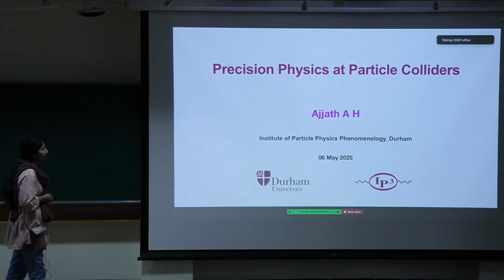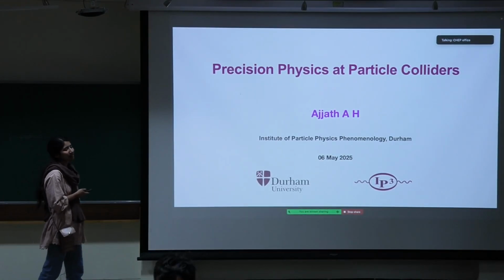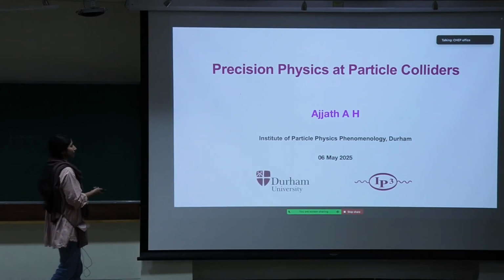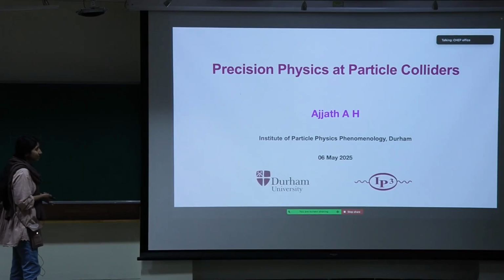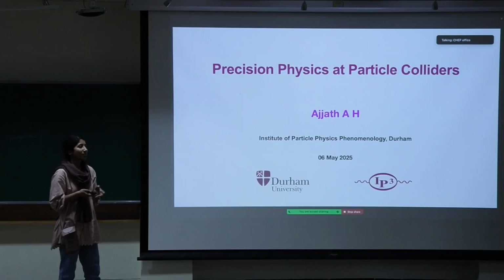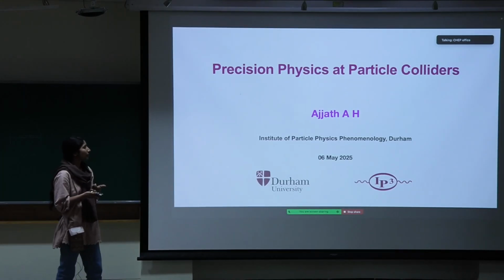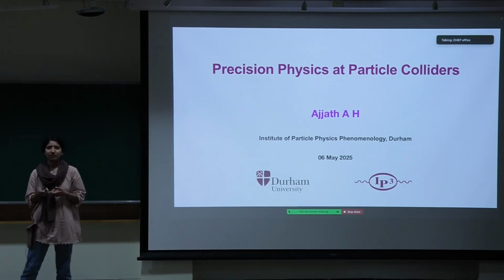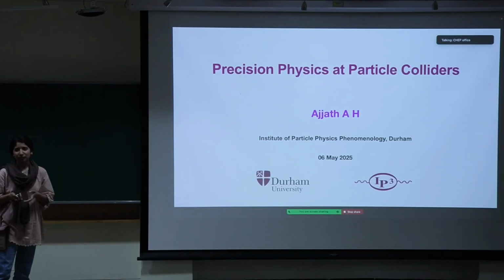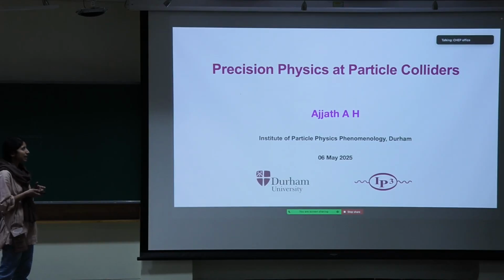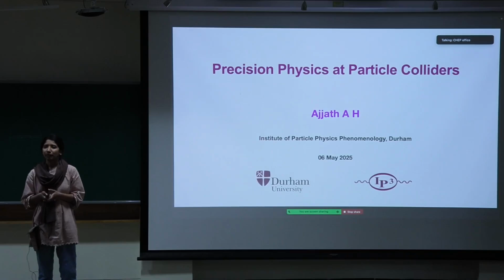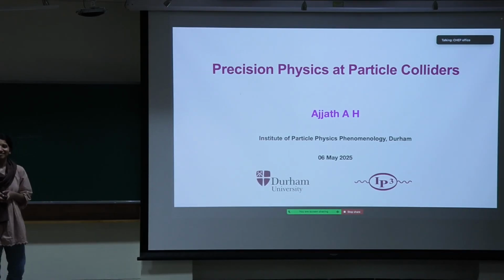So today I will be talking about precision physics at particle colliders. Basically, what is the relevance of doing precision studies specifically for collider phenomenology, and from the theory side, how can we do precision calculations, what are the methods that will be useful to do such kind of calculations. So these are the things I would like to discuss. Today I will be giving a very brief overview about that, and tomorrow I'll detail about it. Is that okay?